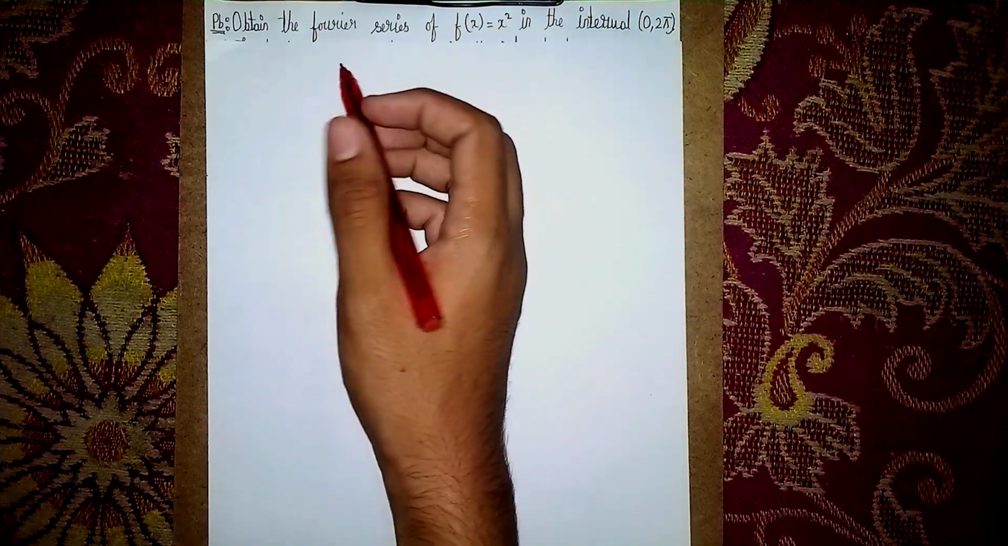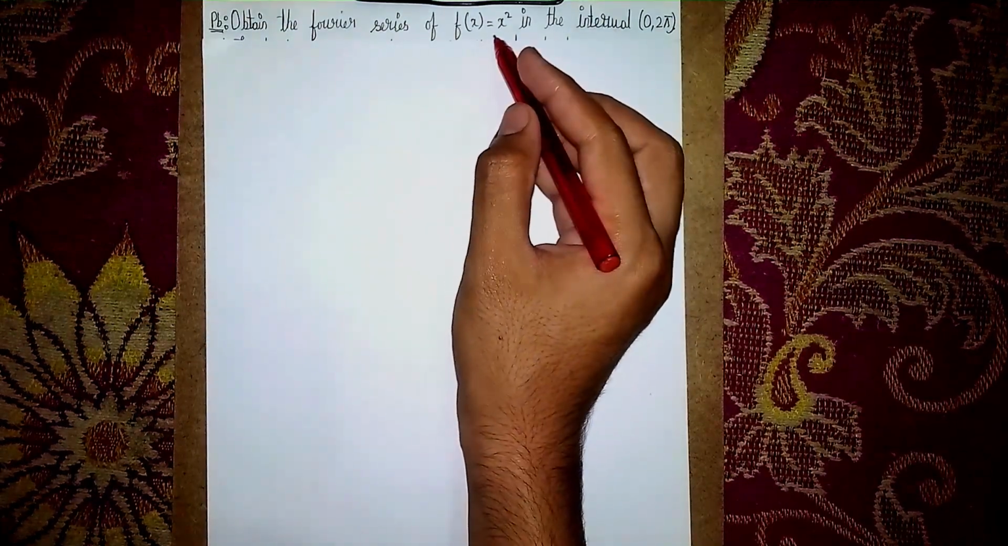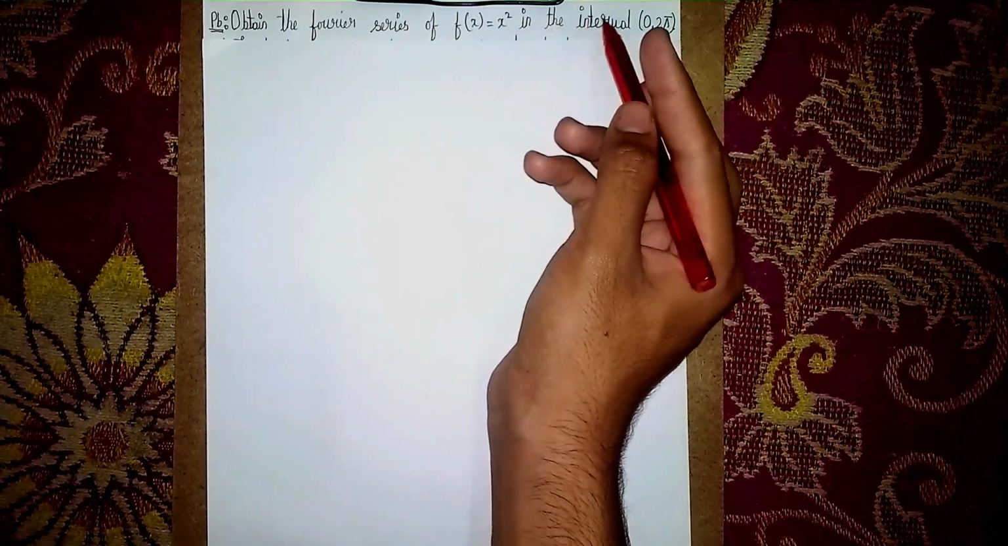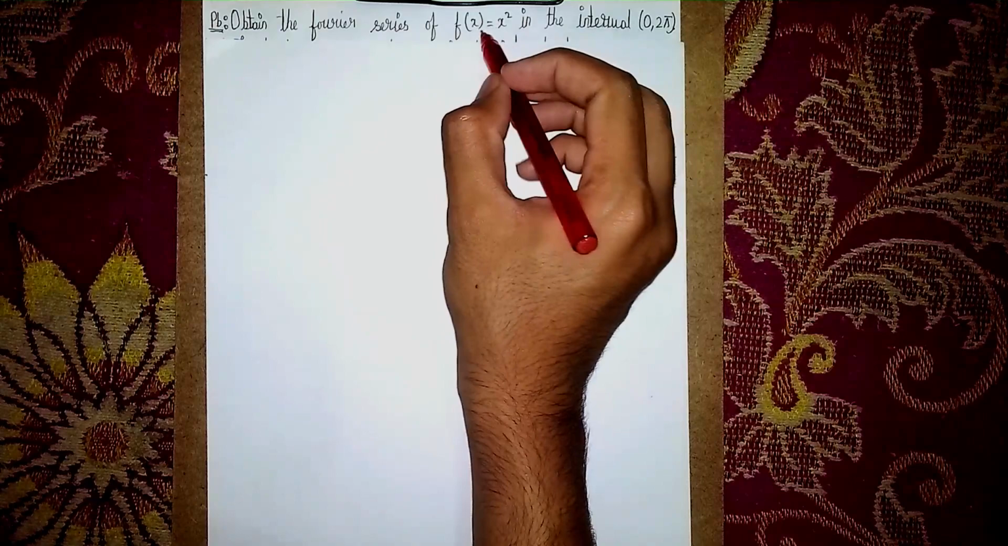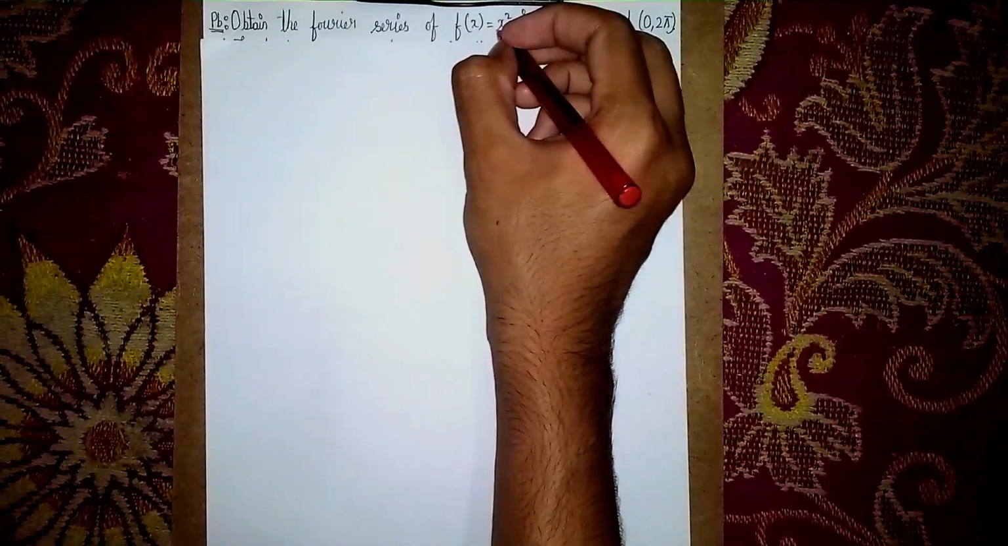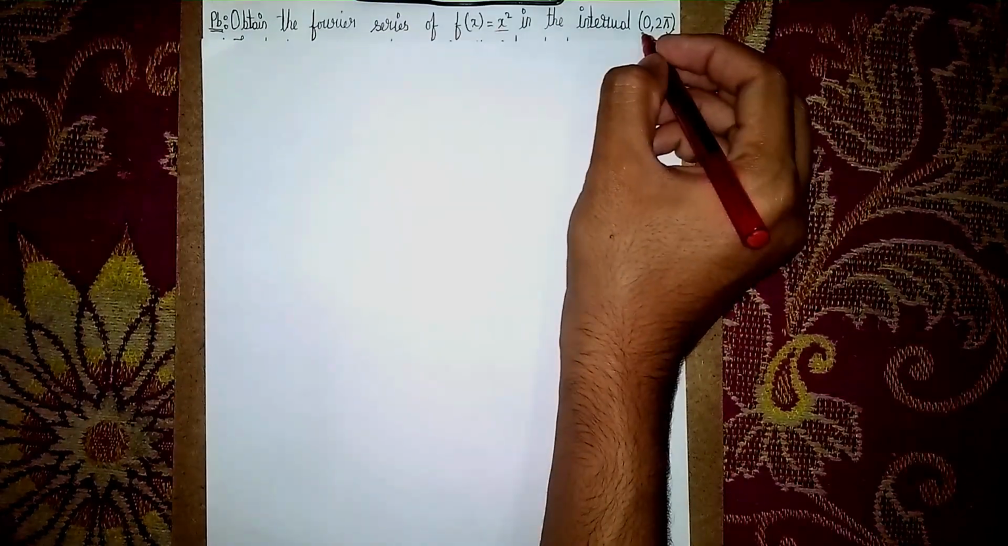So this question: obtain the Fourier series of f of x is equal to x square in the interval of 0 to 2 pi. Obtain the Fourier series. What is given? f of x is equal to x square, and in the interval, these are the limits, 0 to 2 pi.